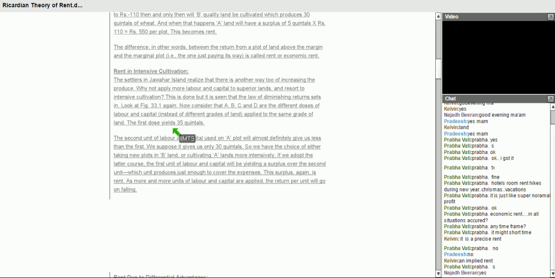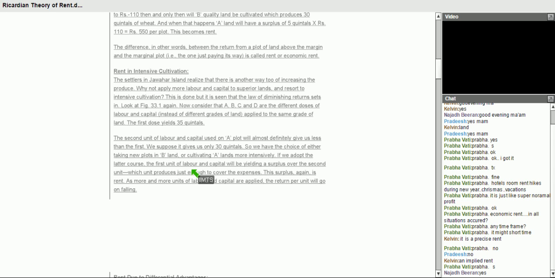So from the first piece of land we get 35 quintals with that set of labor. In the second one we get 30. The second unit of labor and capital used on a plot will almost definitely give us less than the first. We suppose it gives us only 30 quintals. So we have the choice of either taking new plots in B land or cultivating A land more intensively.